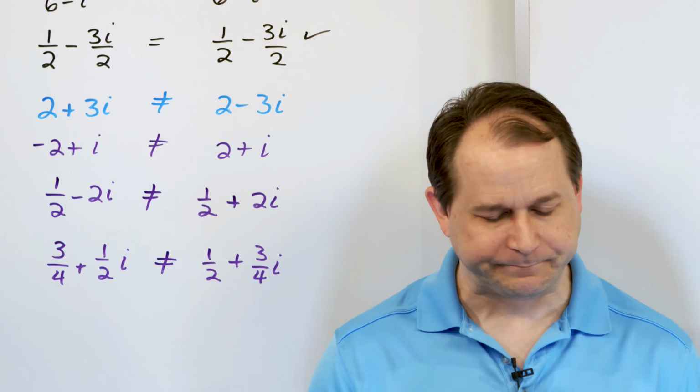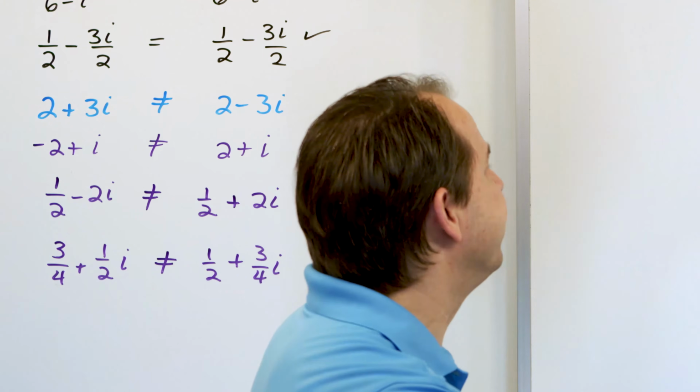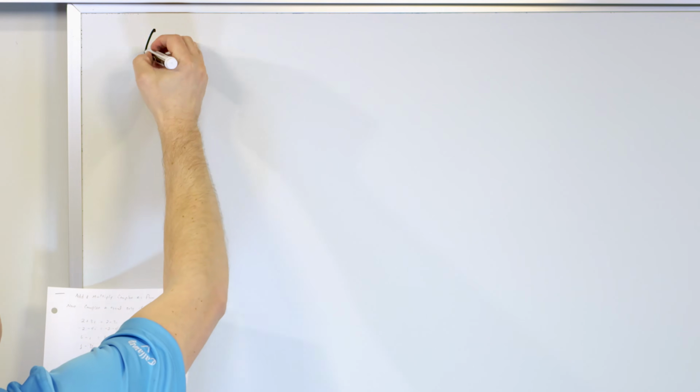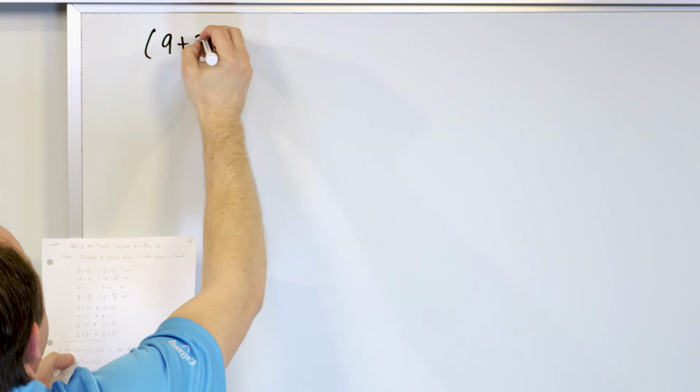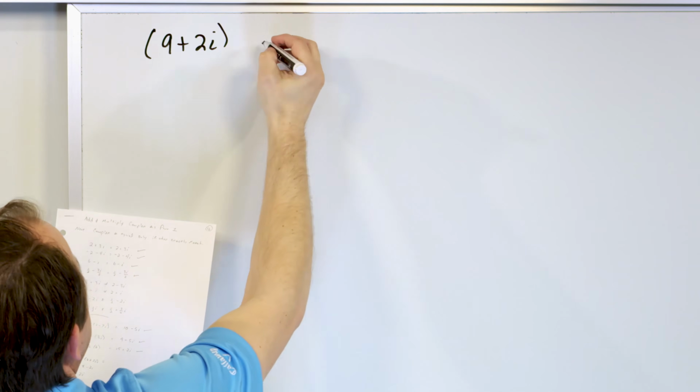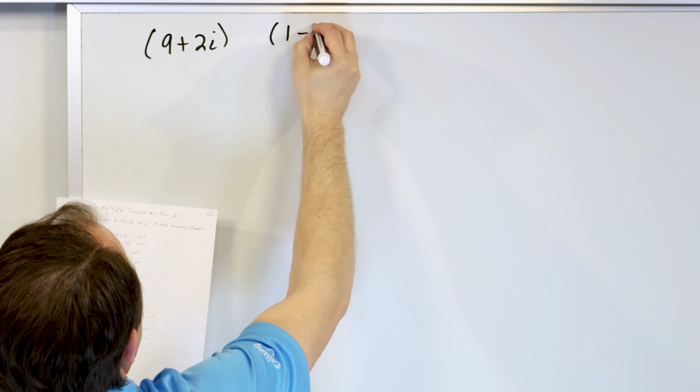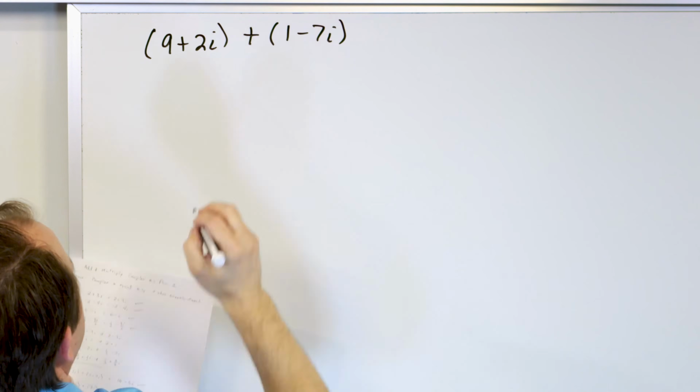That has to match too. So now we're going to do some examples of very simple addition and multiplication of complex numbers. So if I have a complex number, 9 plus 2i, and I have another complex number, 1 minus 7i, and I'd like to add them together, what do I do?